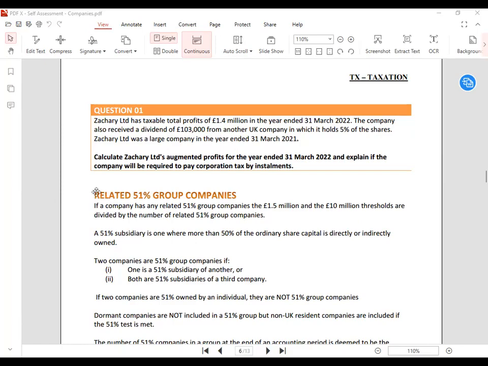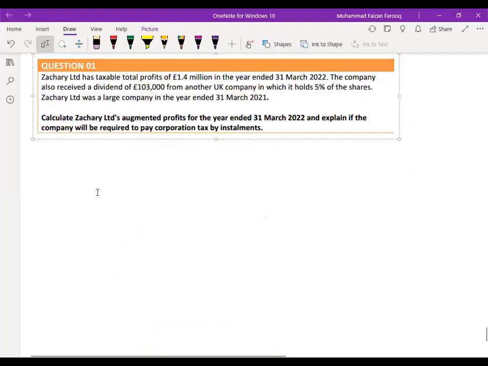Now, first of all, after you read the question, can you tell me the augmented profit of this company? Then we will decide if it is large or not large. The augmented profit formula is TTP plus dividend from non-group, right? TTP is how much? Is it 1.4 million? The year end is given.